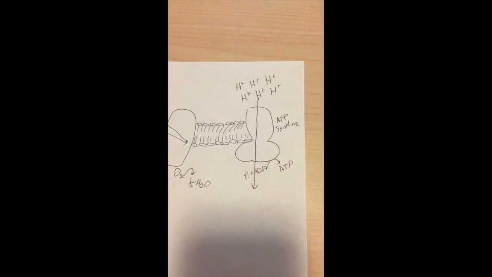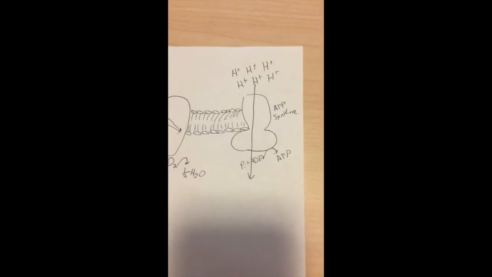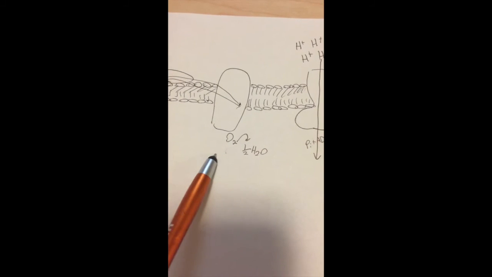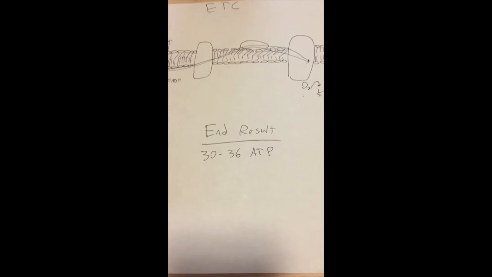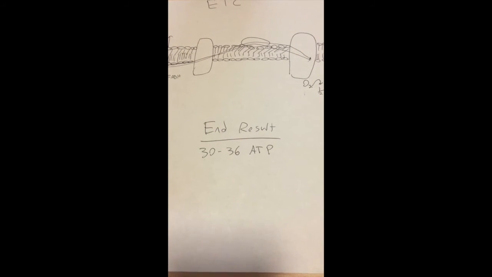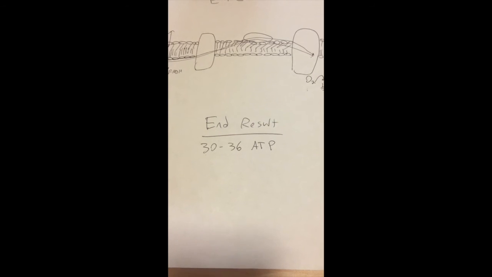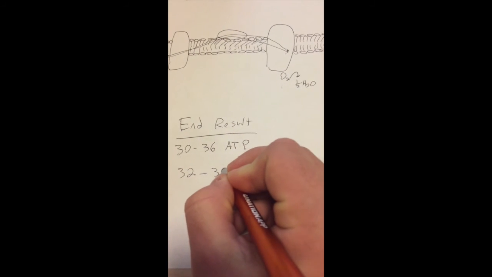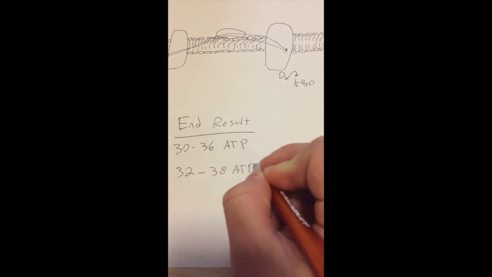This whole process is called oxidative phosphorylation because of the oxygen molecule right here that wants to collect all of the electrons and start the entire process. The end result of oxidative phosphorylation in the electron transport chain will create between 30 to 36 ATP molecules. Now, combine that with what happened in glycolysis, and we end up with between 32 and 38 ATP molecules.